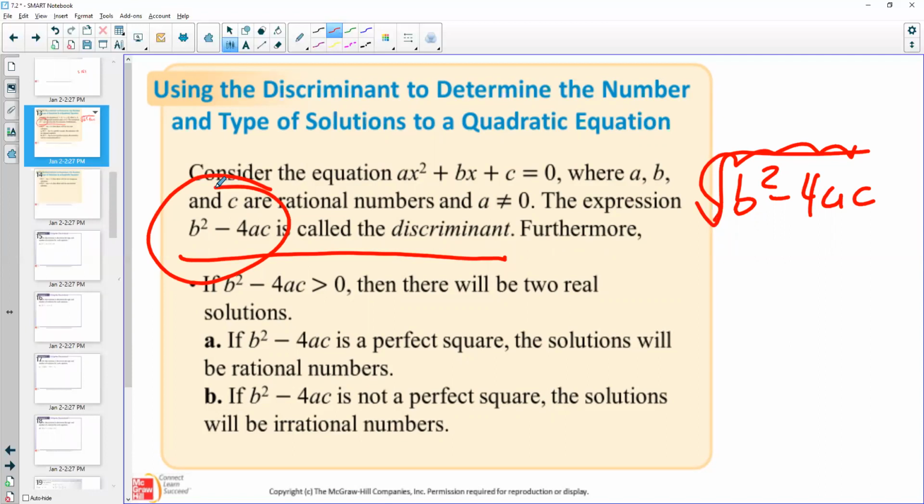If it is greater than 0, there's 2 real solutions, 2 plain old regular numbers. If it's a perfect square, your answer is 2 rational numbers. Okay?